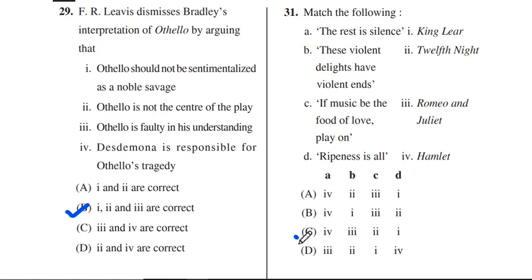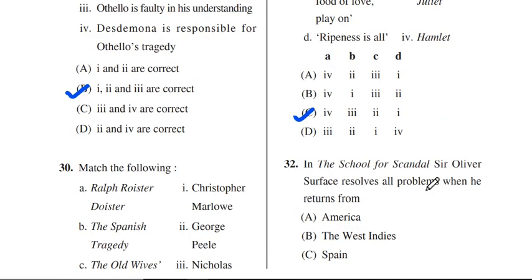And for this, the correct answer is C. That means, the rest is silence, it is from Hamlet. These violent delights have violent ends, it is from Romeo and Juliet. If music be the food of love, play on, this is Twelfth Night. Ripeness is all, it's from King Lear.